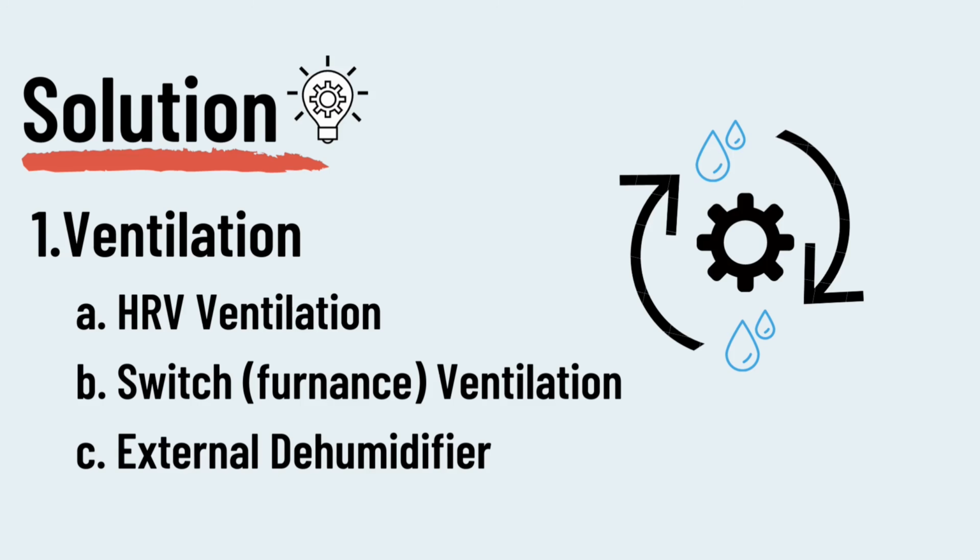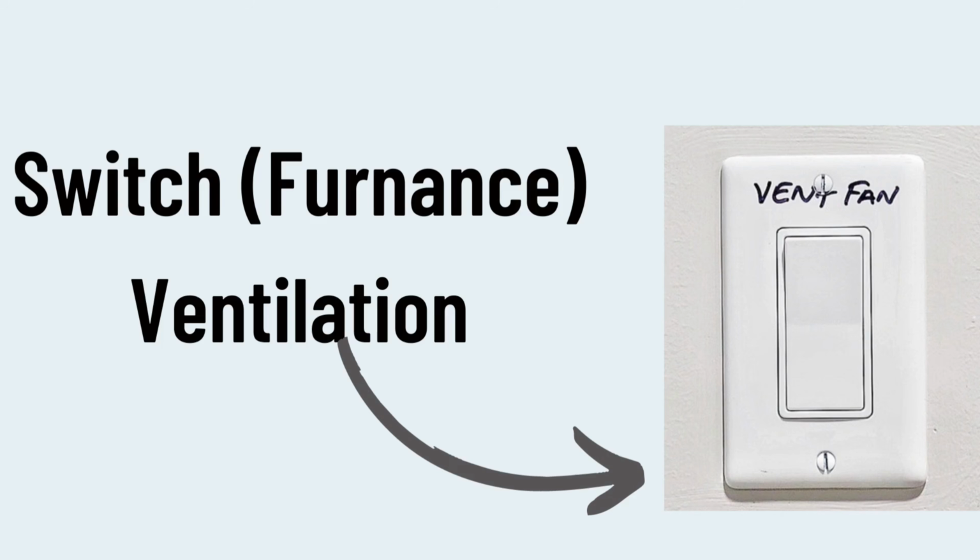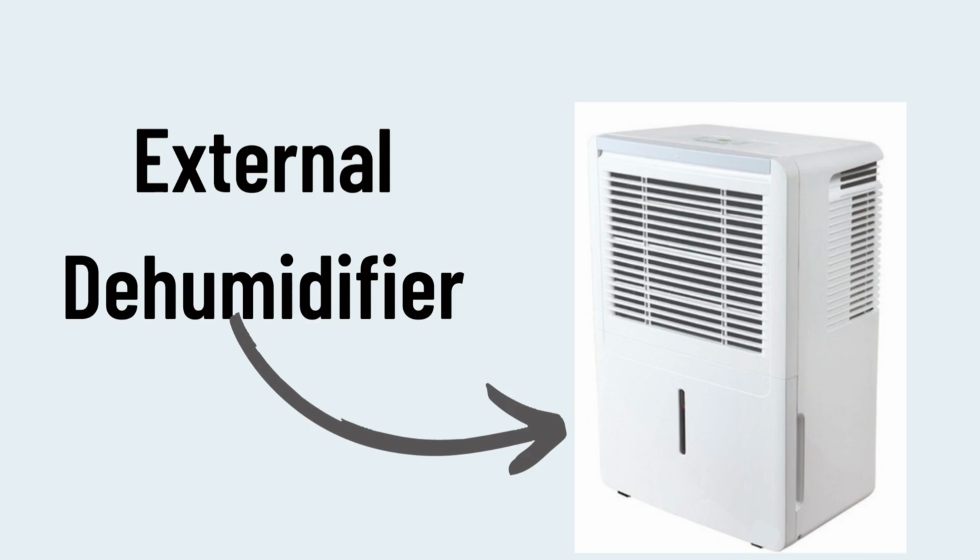Now, if we talk about proper ventilation, there can be multiple ways that you can ventilate your house. First is your HRV system. If your house is newly built in recent years, there are chances that you will have an HRV system. The second option is a ventilation switch right by your thermostat. The third option is using a dehumidifier. You can buy it from any hardware store or order it from online websites, and you can use that option as well.